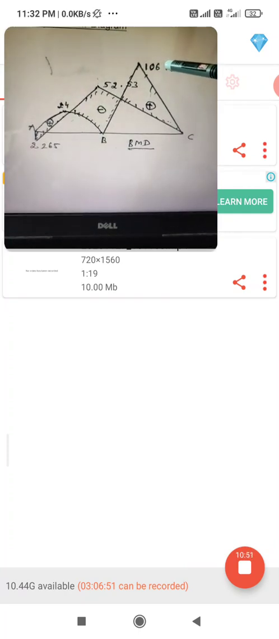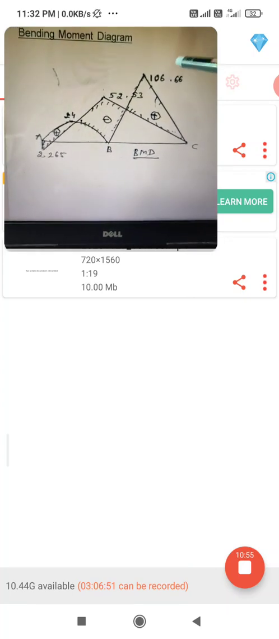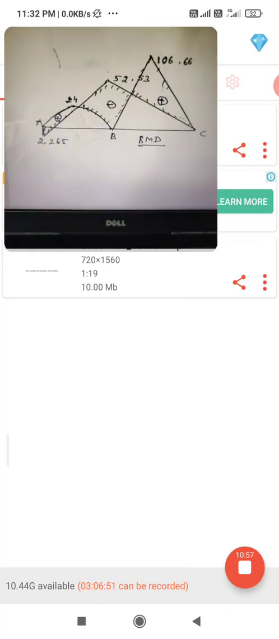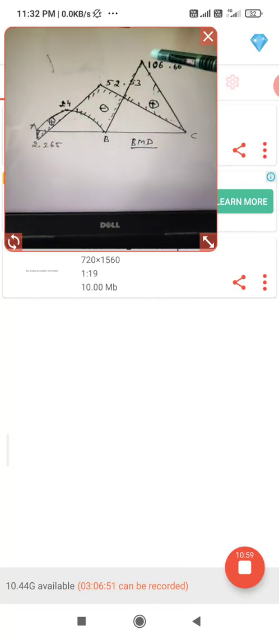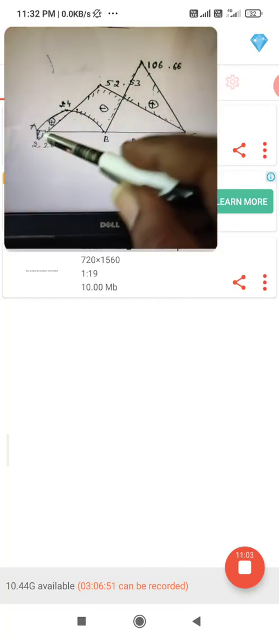WAB by L, because the load is not at the center. If it were at the center, you would consider WL by 4. Otherwise, you have to calculate WAB by L. So this is very important.